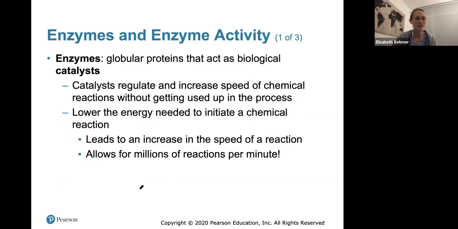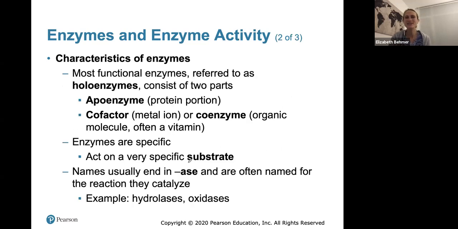An enzyme also has to do with proteins in that an enzyme is a globular protein that acts as a biological catalyst. And what catalysts do is they help to regulate and increase the speed of chemical reactions. So if you think about a chemical reaction as taking ingredients to make a product, catalysts will just help speed it up. They lower the energy needed to initiate a chemical reaction so that they allow for millions of reactions per minute. So a lot of your body's chemical reactions could not continue without the work of catalysts.